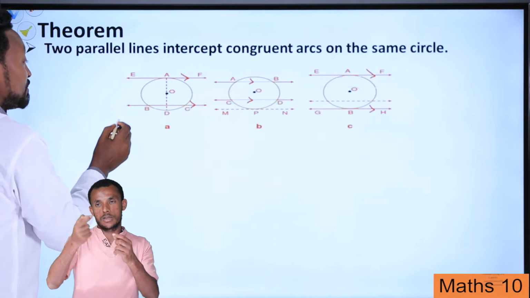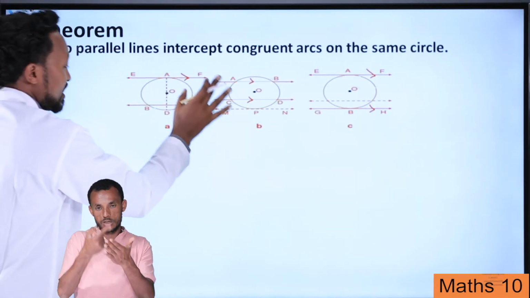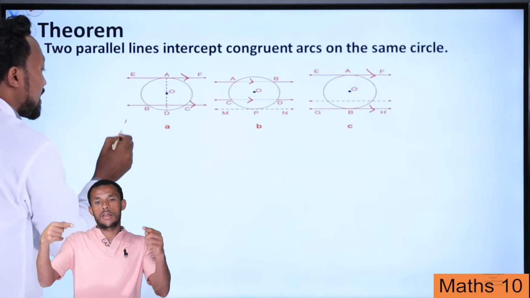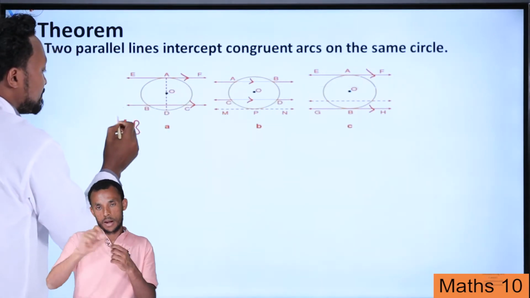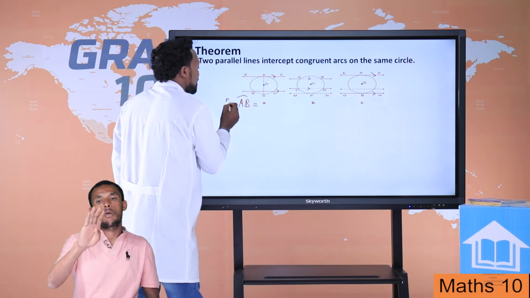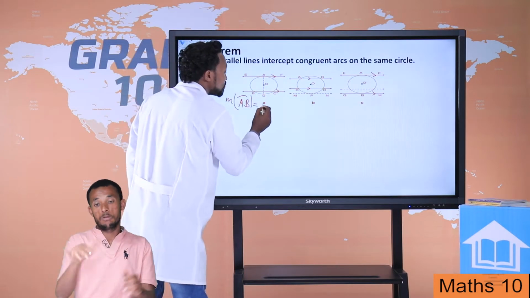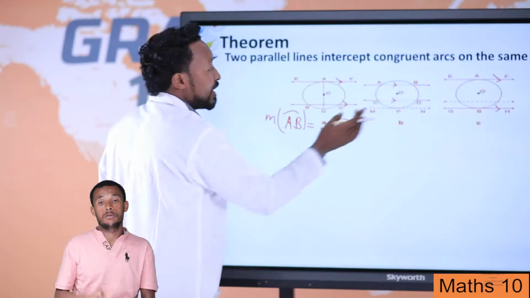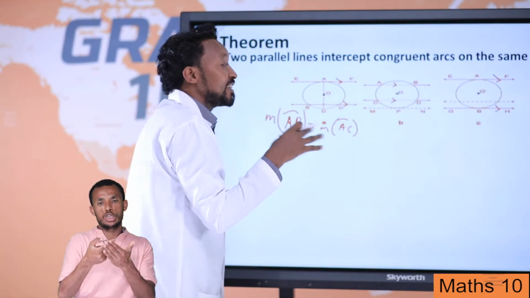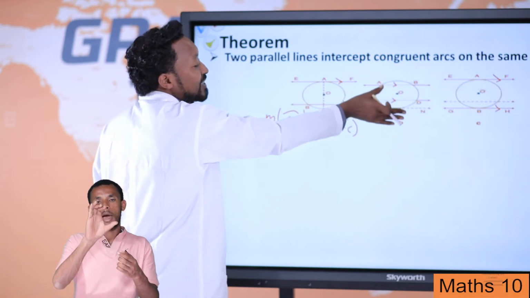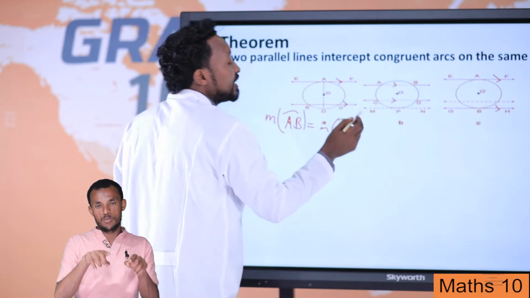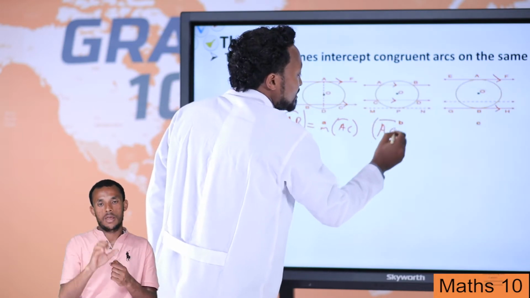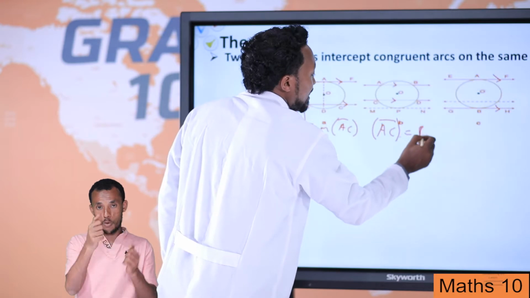The tangent line and this secant line intercept two arcs, that means arc AB is congruent with arc AC, the measure of this arc is the same as the measure of arc AC. This is the idea. And also here two parallel secant lines intercept arcs in a circle. It forms two arcs. AC is the same as BD.